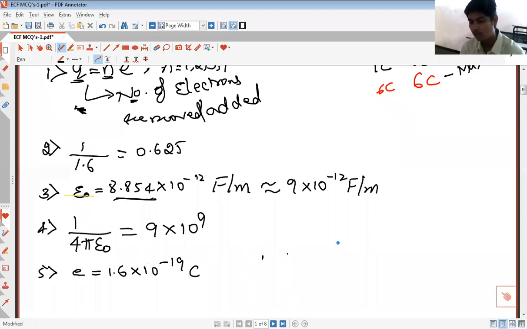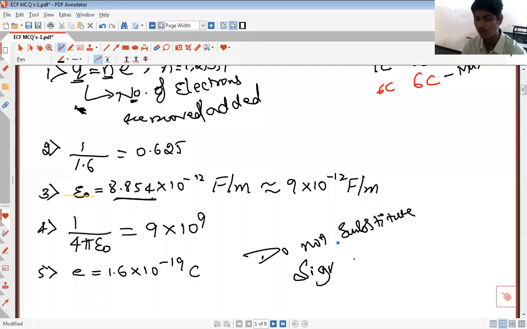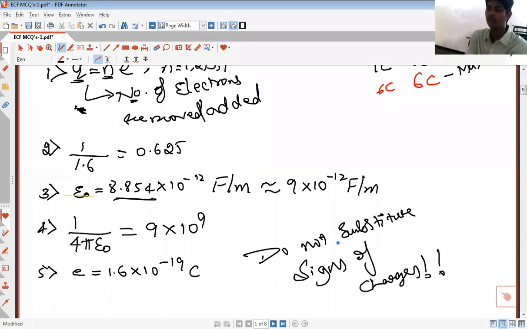Remember the value of charge on a proton or charge on an electron. And do not substitute the sign of the charges while calculating the problems. There is no necessity to substitute the sign of charges when doing problems. If an electron is given, there is no need to write minus 1.6 into 10 to the power of minus 19 coulomb. You just mention the magnitude of the charge, right? 1.6 into 10 to the power of minus 19 coulomb.